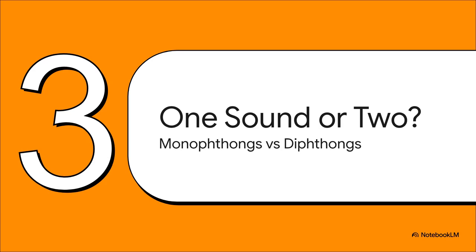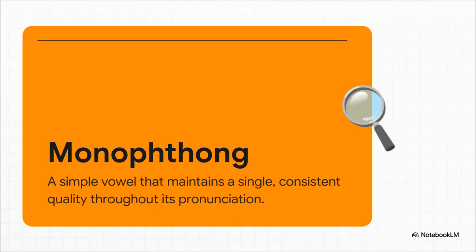But here's the thing. Not all vowels just sit still in one spot. Some of them like to travel. And this brings us to the difference between a single steady sound and a gliding one. So first up, you have monophthongs. These are the simple, steady vowels. Think of the ah in father. Your tongue finds a spot on that map and it just stays put. It's one position, one sound.